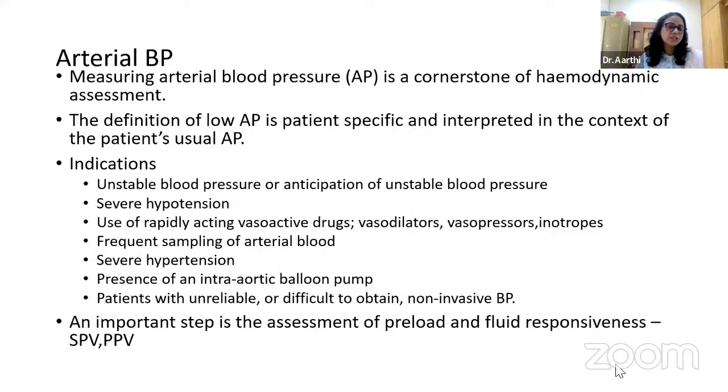So the indications for arterial monitoring are patients who are having unstable blood pressures or who are anticipated to have unstable blood pressures, patients in severe hypotension who need rapidly acting vasoactive drugs like vasodilators, vasopressors, and inotropes, and also for frequent sampling purposes, patients with severe hypertension and other supportive devices like intra-aortic balloon pump, and patients in whom non-invasive blood pressure is unreliable and difficult to obtain. So these are all the current indications for invasive arterial blood pressure monitoring.